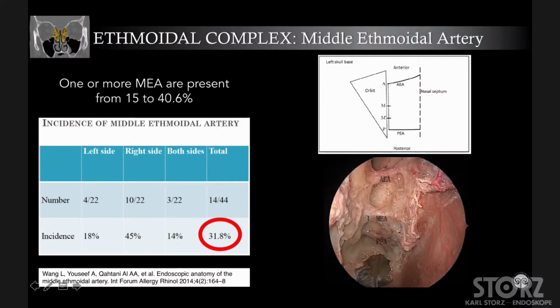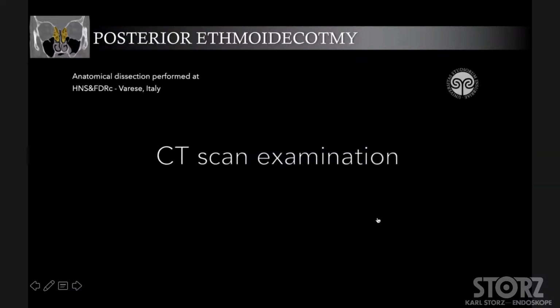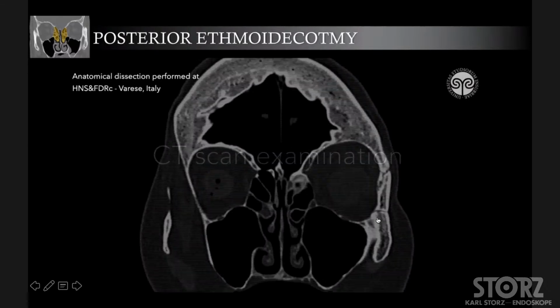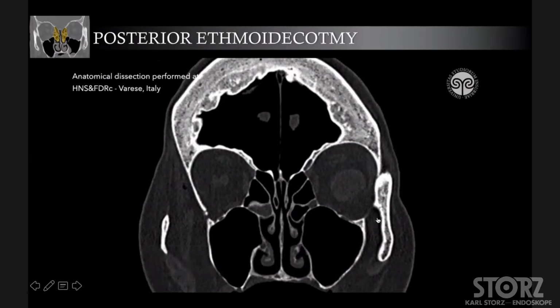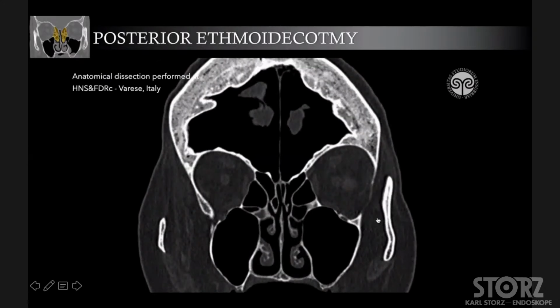Okay? Sometimes you can also identify the middle ethmoidal artery. You can see anterior and posterior ethmoidal arteries, and in between the middle ethmoidal artery. It's not so frequent, but it's present in a percentage ranging from 15 to 40% of cases. It's running at the level of the roof of the ethmoid. After that, we can enter the second portion of the middle turbinate, and we can reach the posterior ethmoid.